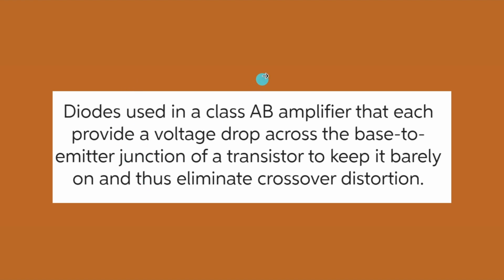For example, the base to emitter junction of a transistor, to keep it barely on. So that voltage drop across the base to emitter junction means the transistor has to be on, at least barely on, if not properly, and thus eliminate crossover distortion. So as it is barely on, it will eliminate the crossover distortion. Good.